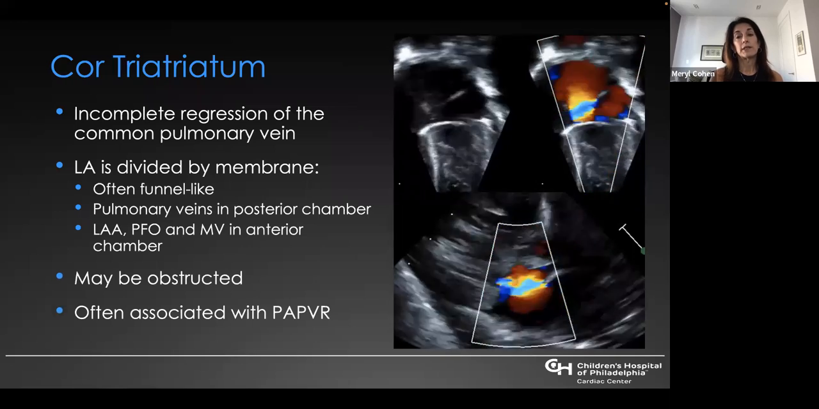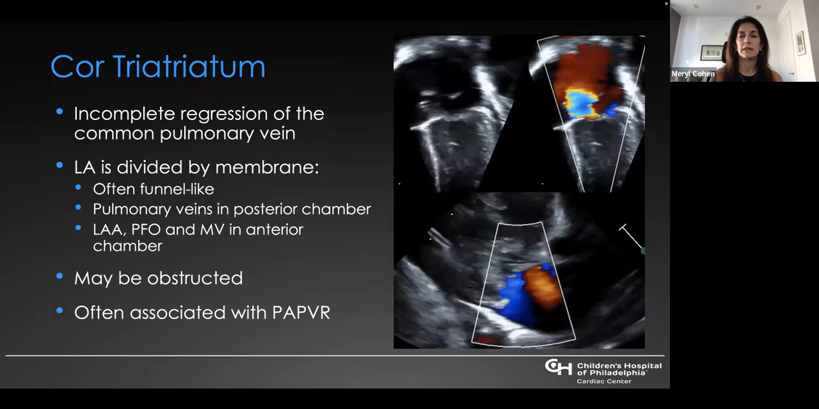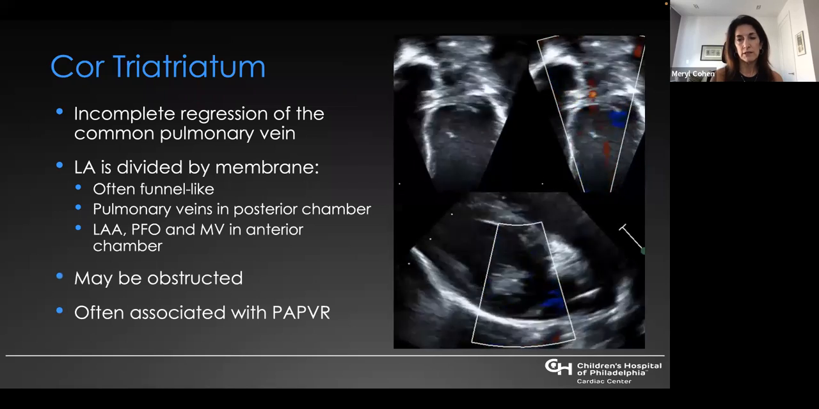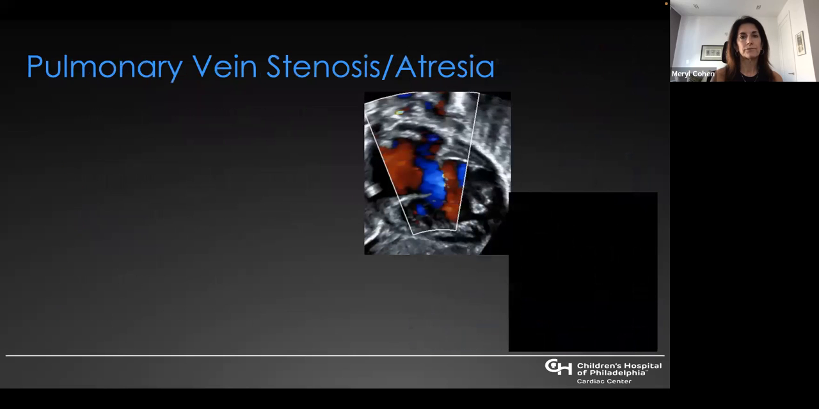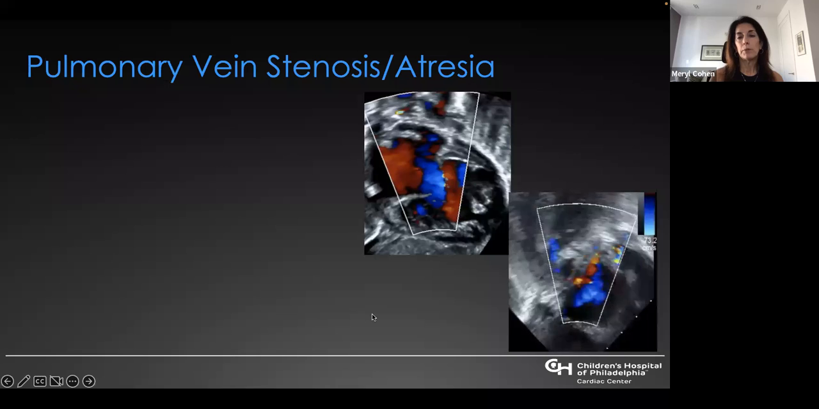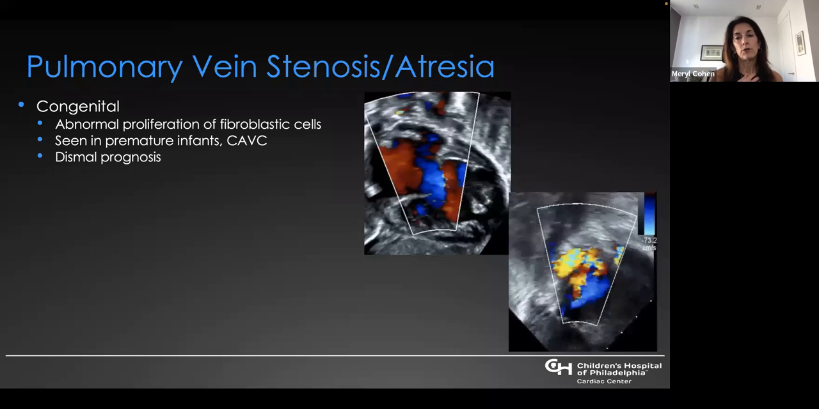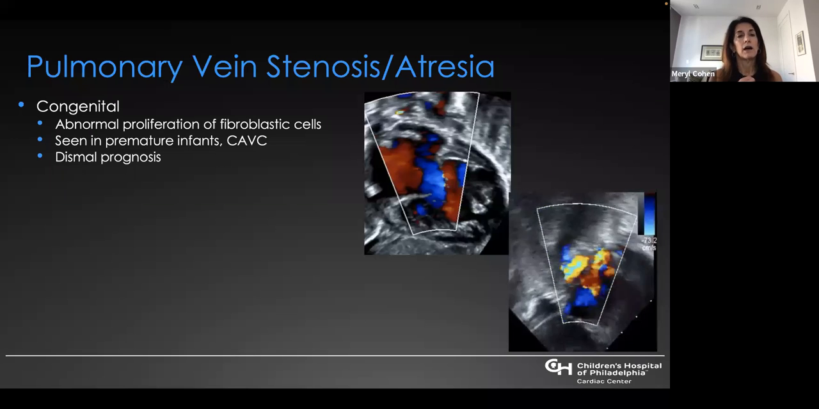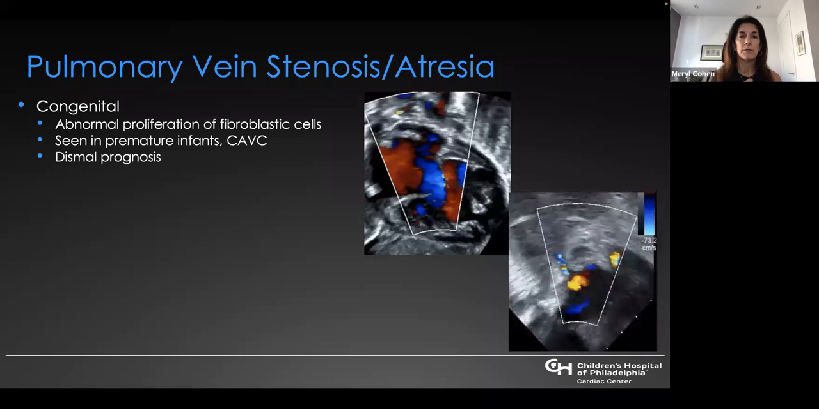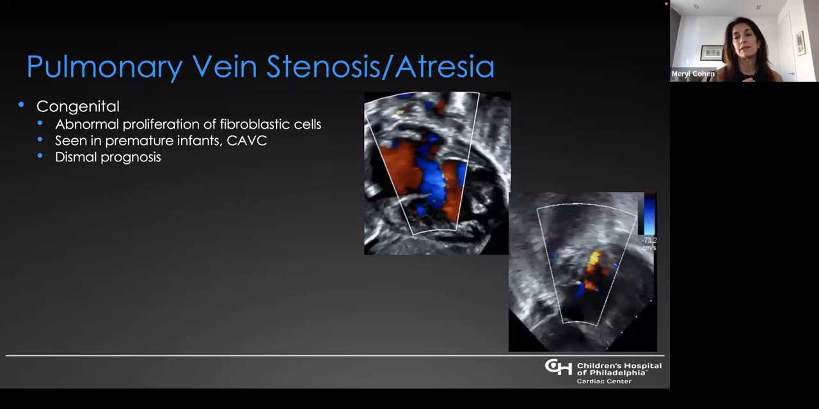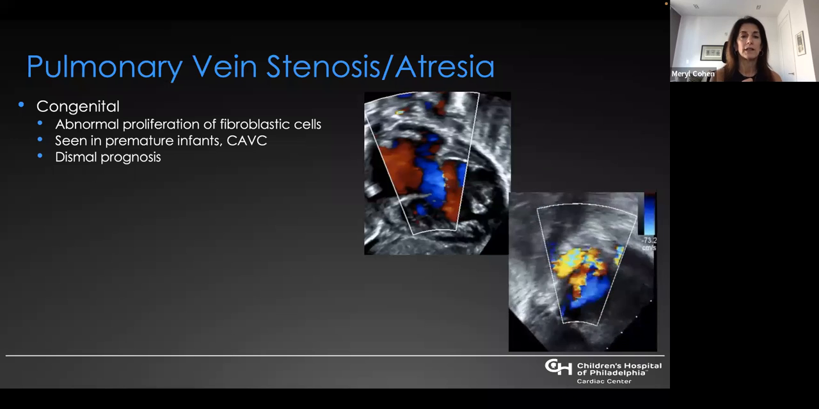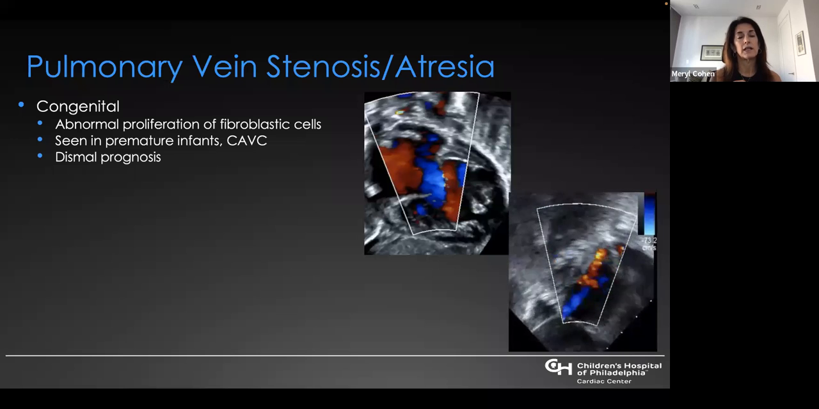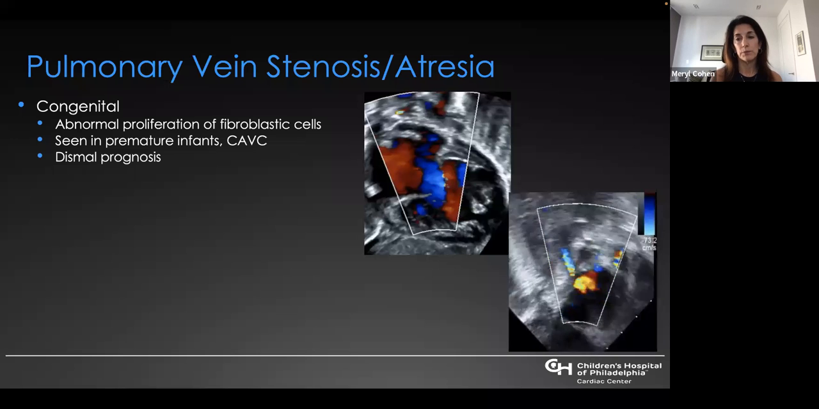One other thing to point out in this population is that it is associated with partial anomalous pulmonary venous connection, and so you should look for partial veins in this situation. And then you can have the subset of patients who have pulmonary vein stenosis or atresia. If you have the congenital form of this, you can have abnormal proliferation of fibroblastic cells, and this can be seen in premature infants as well. There's also an association with common AV canal or common AV septal defect, and this carries a very dismal prognosis.